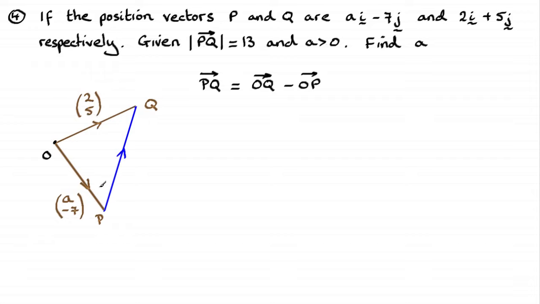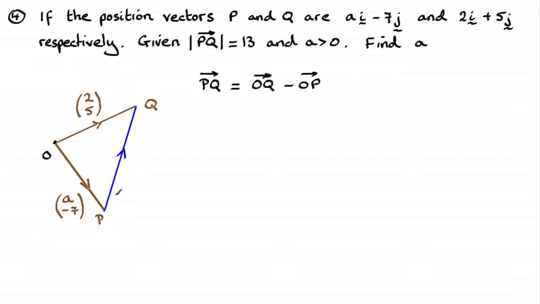Okay, this diagram doesn't have to be accurate. You could draw P and Q anywhere you like. It would still be exactly the same if you join P to Q. Going from P to Q is a well-known result, this result here: O to Q minus O to P. I'll take you through that result just quickly.